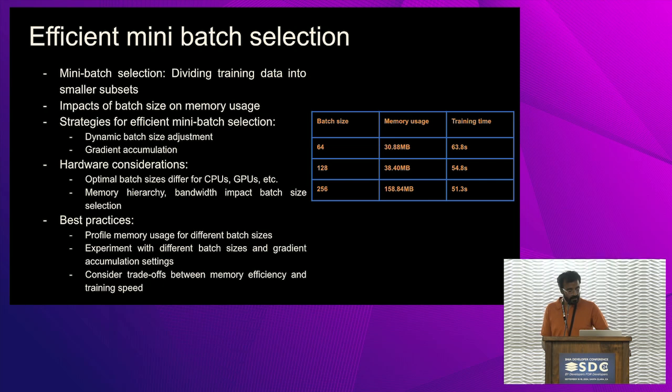Memory hierarchy and bandwidth impact the batch size selection as well. So the best practices are you want to profile the memory usage for different batch sizes and experiment with different sizes and gradient accumulation settings. You also want to see whether you want to converge to training faster or you want to use more memory for that.